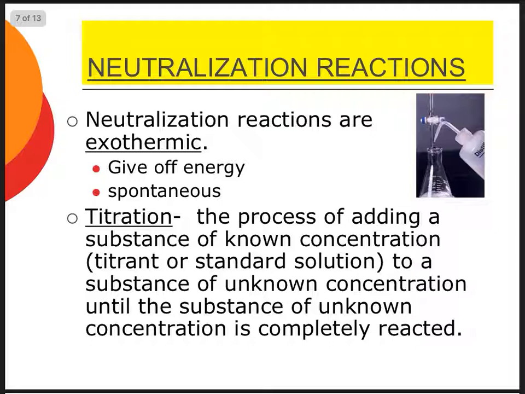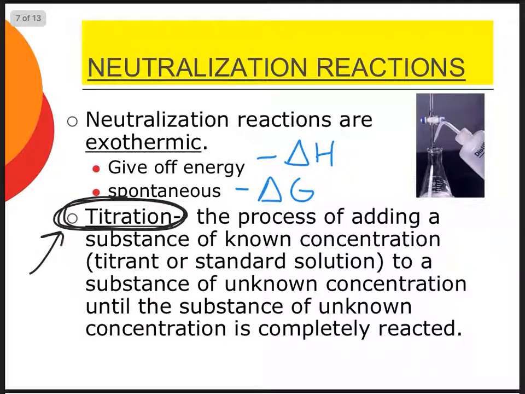So continuing with notes, neutralization reactions are exothermic, meaning they have a negative delta H for enthalpy. They give off energy in the form of heat or light. They are spontaneous, which means that they would have a negative delta G, the Gibbs energy that we used to look at. And I'll write this in here, negative delta H. Titration is something that we are going to really focus on in this unit, and we will be doing a lab over this topic here.